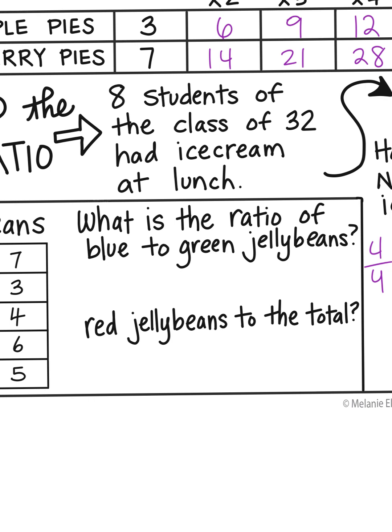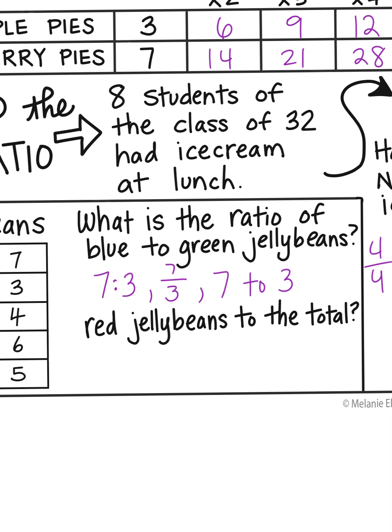Okay, and I can write this several different ways. I could do it like this, a 7 to 3 ratio. I could write it as a fraction 7 to 3, or 7 to 3. I could also spell it all out. I could say 7 blue jelly beans to 3 green jelly beans, but I don't have enough space. But you can also write it out like that.